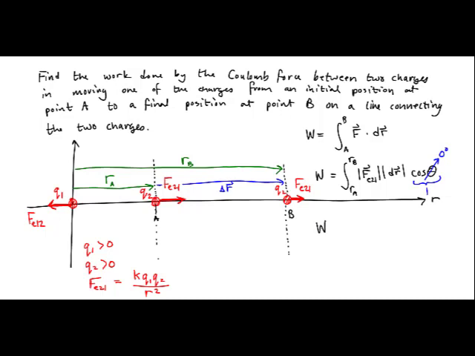This allows us to write that the work done in moving charge 2 from point A to point B is equal to the magnitude of the Coulomb force between the two charges, which is k q1 times q2 over the distance between them squared, times the magnitude of an infinitesimal displacement between points A and B. The Coulomb constant and the product of the charges can come outside of the integral, leaving us with an integral from A to B of 1 over r squared dr.